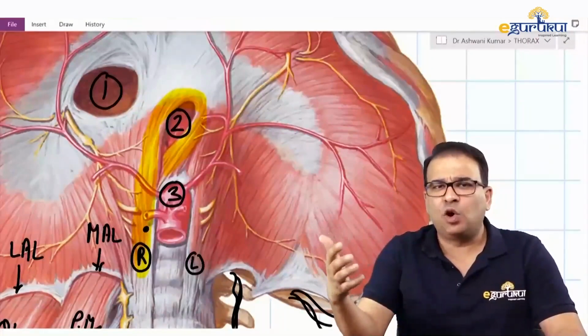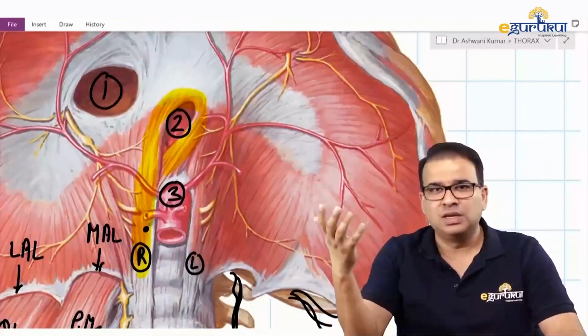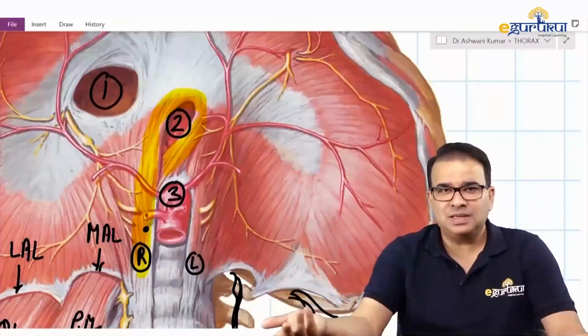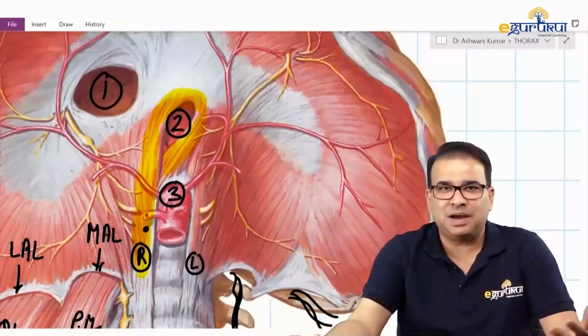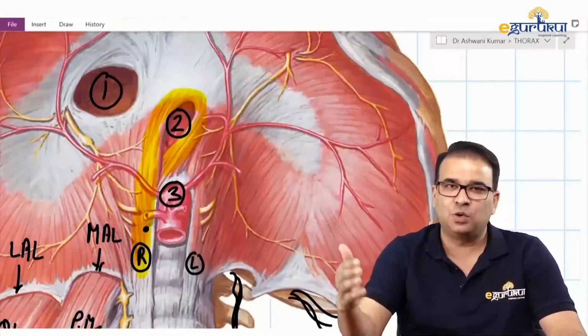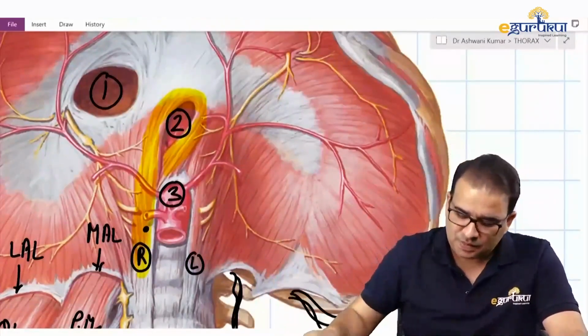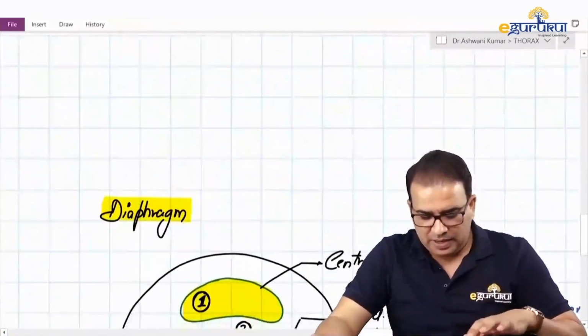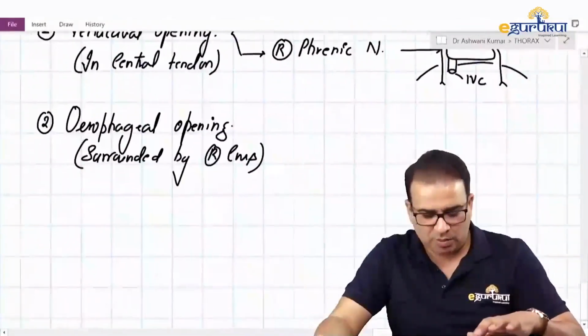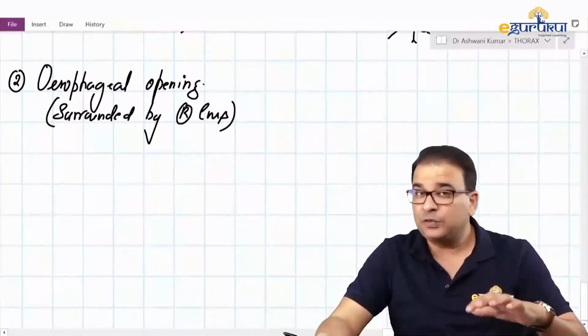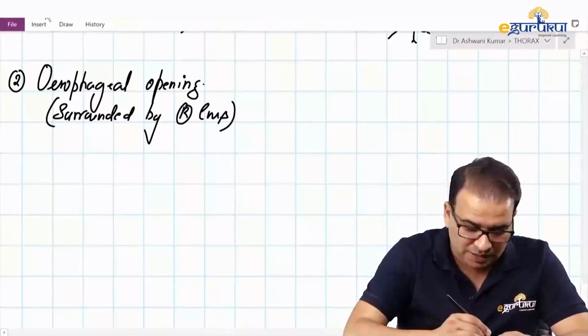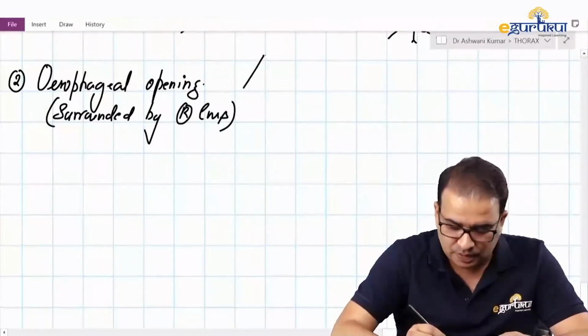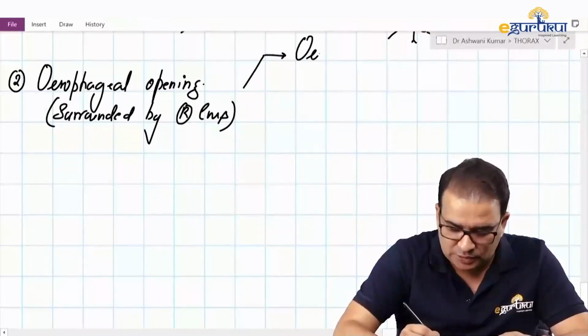Basically, the purpose of telling you all these details is so that you don't confuse which opening is where. Don't mug it up. There's a reason behind it. There's a simple basic reason why a certain structure goes through a certain opening. If I take you back to this picture here, we're talking about the esophageal opening. The esophageal opening is giving passage to mainly three things. It is giving passage, obviously, to the esophagus.